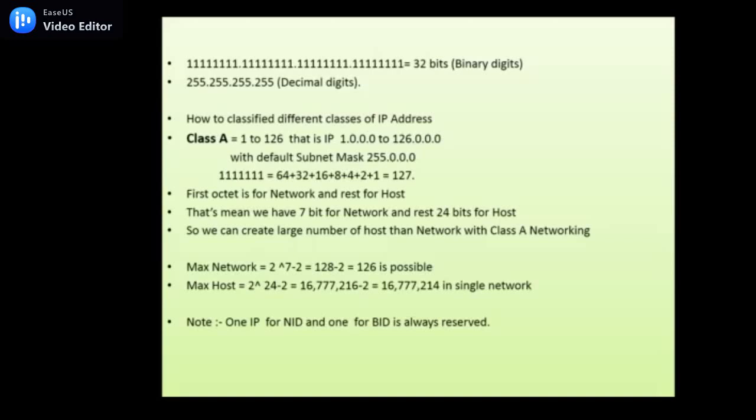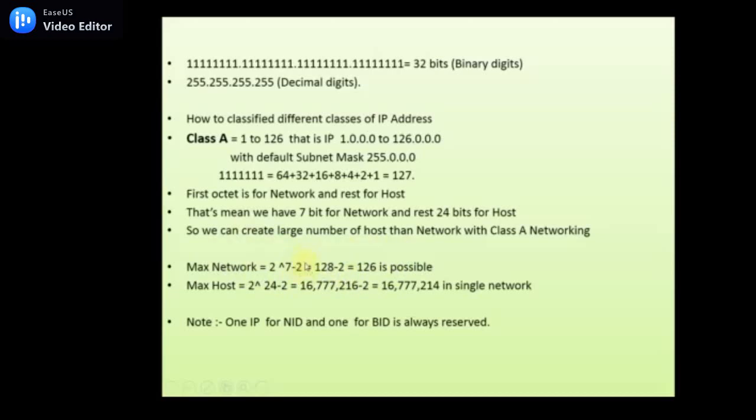I'm just repeating again, you can create a large number of hosts, then networks, with class A networking. How? Just calculate it here. What is the formula? The formula is 2 to the power of the number of bits, 7 minus 2. So 2 to the power 7 is how much? It is 128. 128 minus 2 is equal to 126. So in class A we can create only 126 networks.